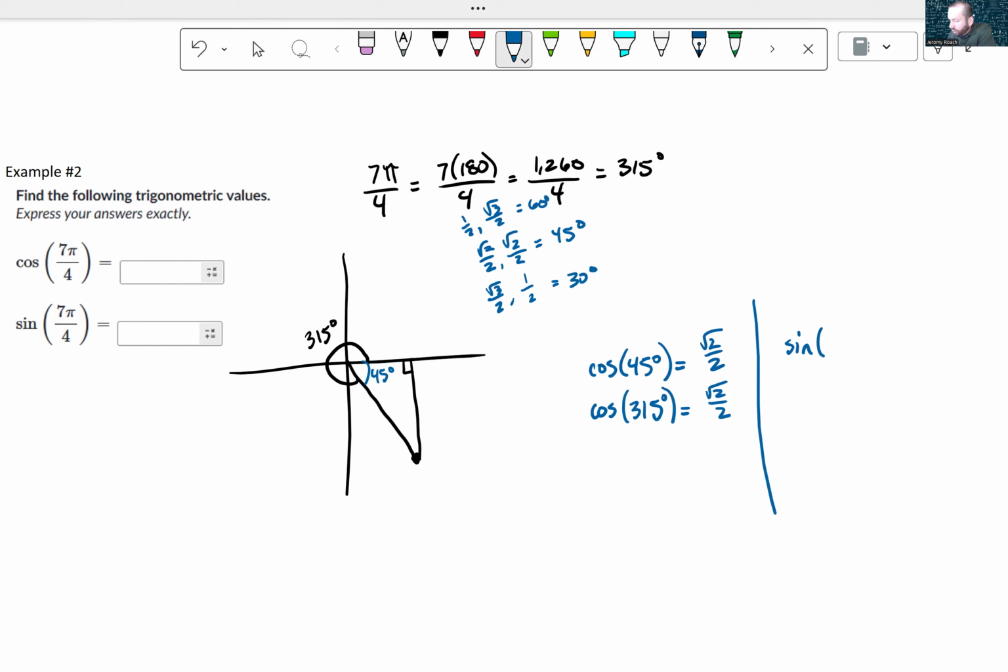Now, sine of 45 degrees is root 2 over 2. And y is negative in quadrant 4. And so sine of 315 degrees is negative root 2 over 2. So this cosine, 7 pi over 4, is the same thing as 315 degrees. We get root 2 over 2. And the sine of 7 pi over 4 is negative root 2 over 2.